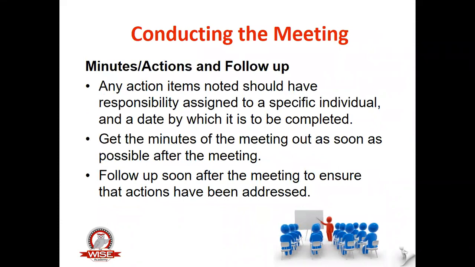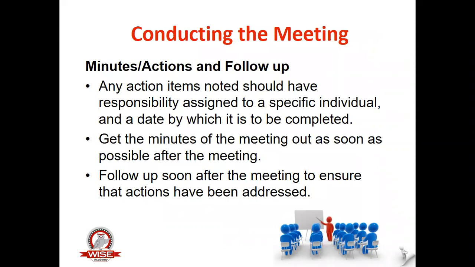When conducting the meeting, I discussed it was important to take minutes and also action and follow-up. So any action items noted should have responsibility assigned to a specific individual and a date by which it's to be completed, because many of us usually work towards a date. Get the minutes of the meeting out as soon as possible after the meeting, and if there are any discrepancies in the minutes that were taken, please let everybody know that they must come back to usually the secretary so that changes can be made, and also everybody needs to see them to make sure that that is what has been discussed at the meeting.